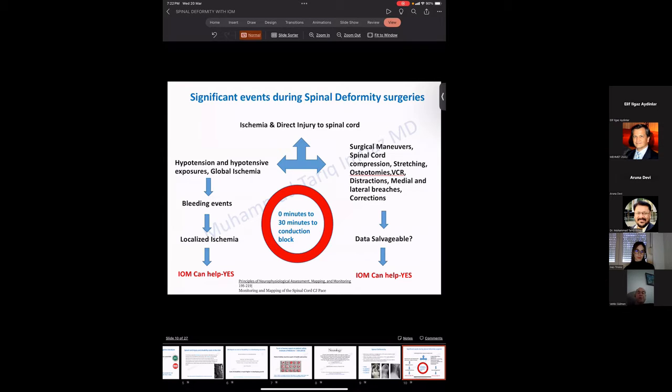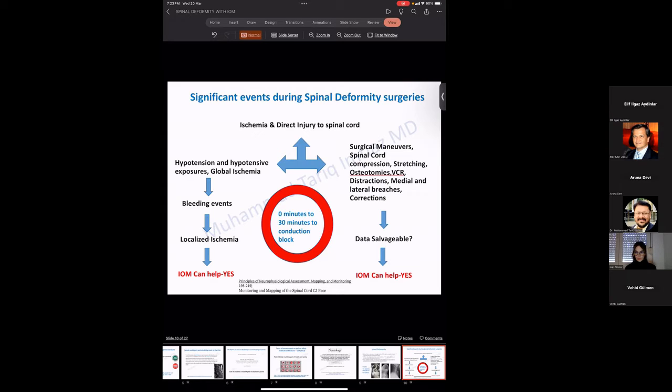So in our hospital, we don't go for hypotensive exposures. We like to do normotensive exposures, even in scoliosis cases, just in case there is an injury down the line during surgery, so we can prevent deficits. Then, of course, if you follow my slide here, if there is a bleeding event or localized ischemia, can IOM help? Yes, of course it can help.